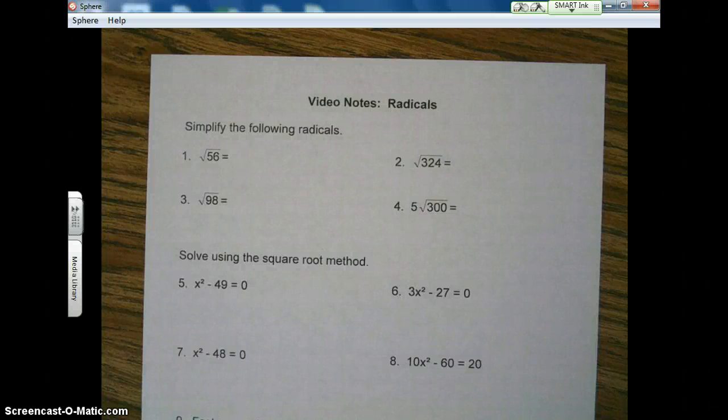Hi everybody, this is your math teacher, Mr. Kramer. Today we're going to look at radicals as we move towards solving equations using the quadratic formula.